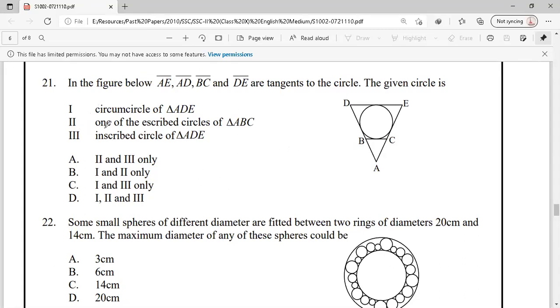And in the second option, the escribed circle of ABC, A, B and C.